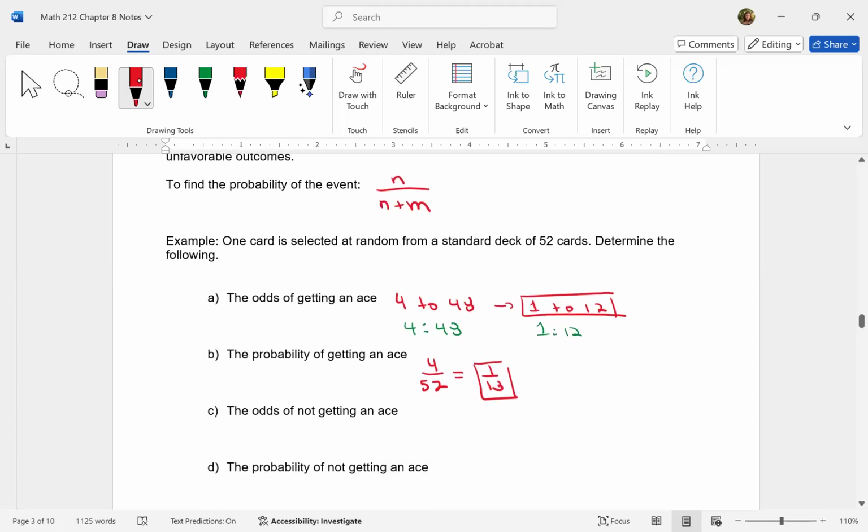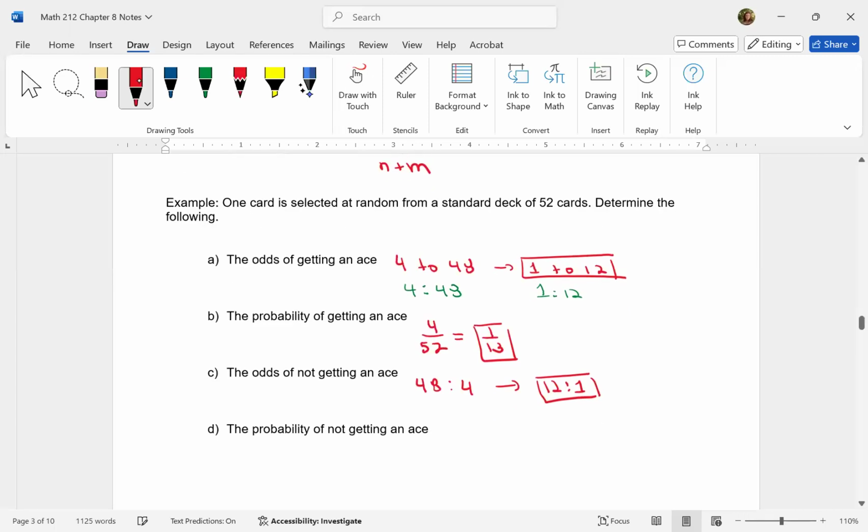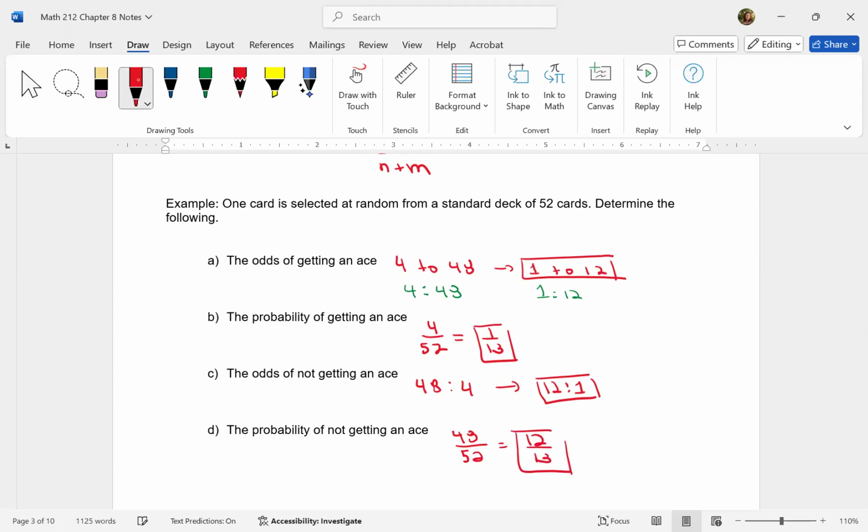The odds of not getting an ace would be 48 to 4, or 12 to 1. The probability of not getting an ace would be 48 out of 52, or 12 out of 13 in reduced form.